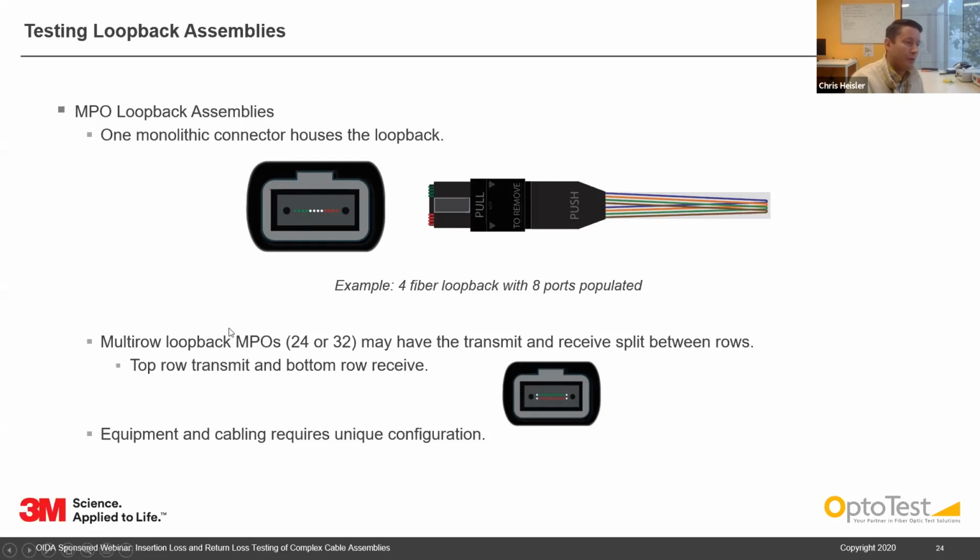There are multi-row loopback MPOs. These may have the transmit and receive split between the rows. So the top row will transmit and the bottom row will receive. And because these are in one monolithic connector, sometimes the equipment and cabling requires unique configuration.